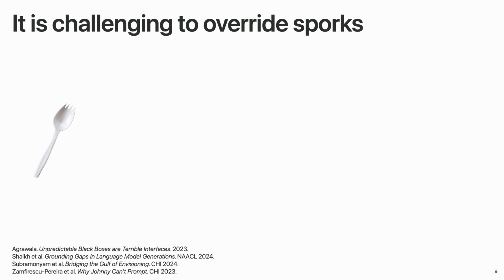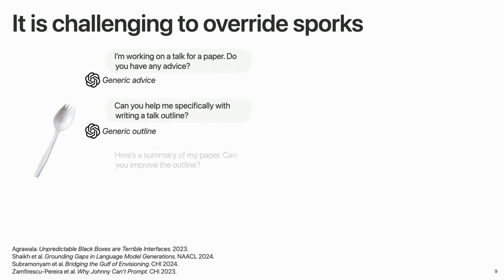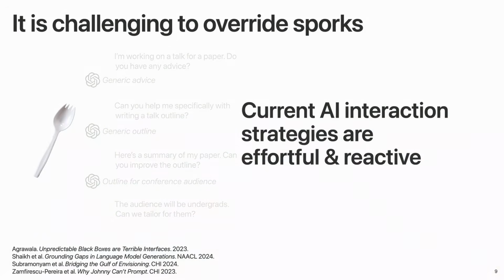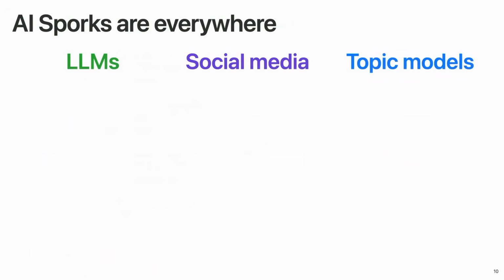And it's challenging to override LLM sporks. I can try engaging in a series of prompts to manually override the generic outputs, but research has found that prompting is effortful and challenging, and even worse, it's a reactive strategy. I can really only first see the spork and then have to react and put in that work myself, if at all. And sporks are everywhere across AI systems the more you look.